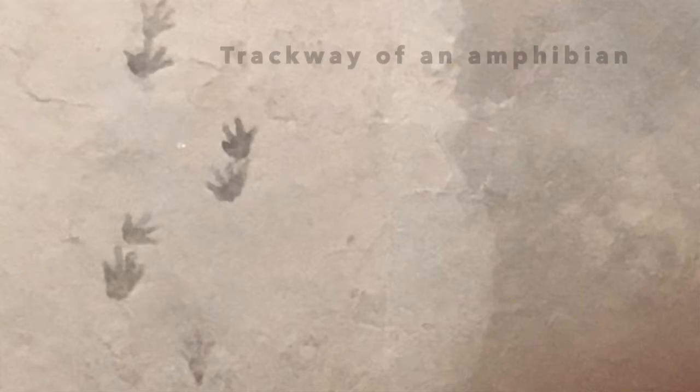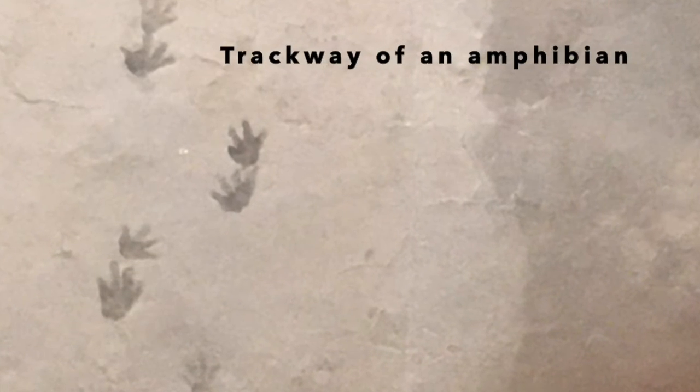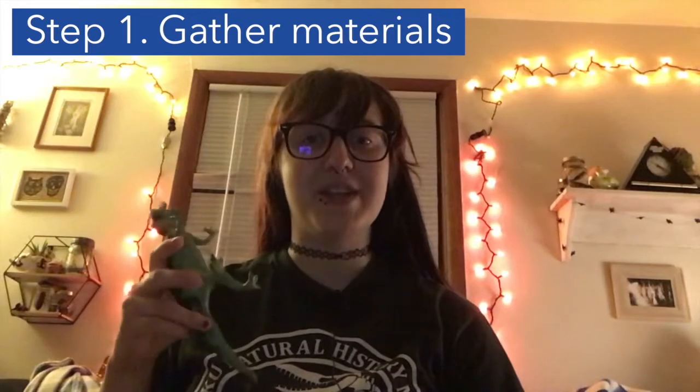I'm going to show you all how to create a model of a trackway, or a path made by movements of animals. Some animals, like the Allosaurus, walked on two legs. Footprints like those of an Allosaurus are typical of a theropod because it has 3 toes. Let's use this toy of an Allosaurus and make footprints in the clay.